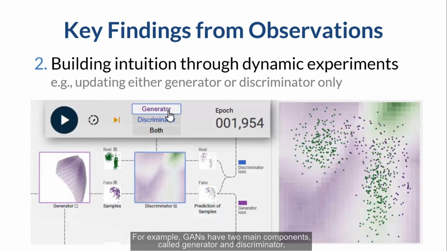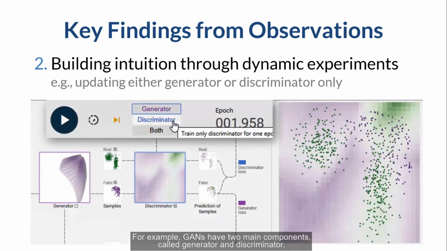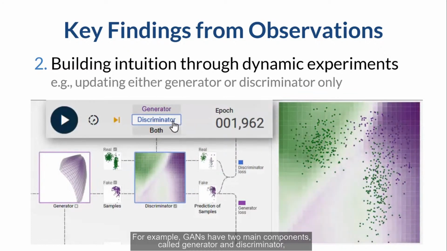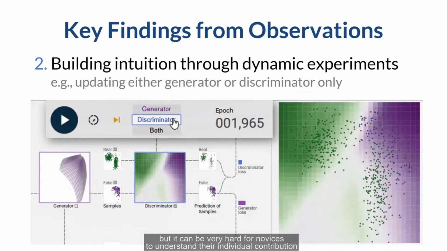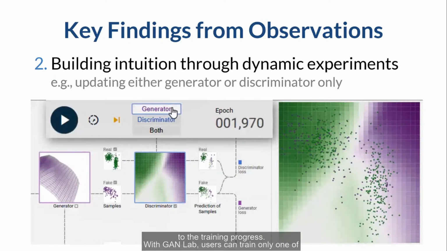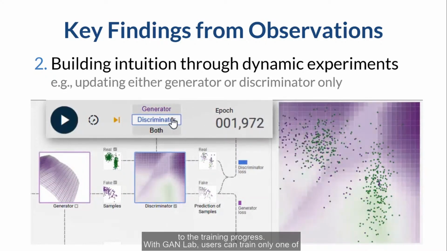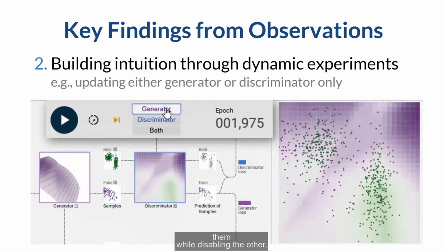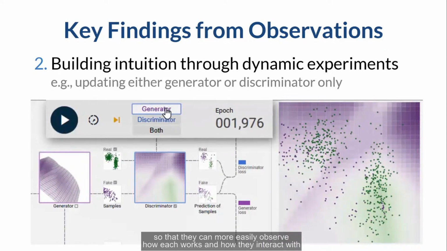For example, GANs have 2 main components called generator and discriminator, but it can be very hard for novices to understand their individual contribution to the training progress. With GANLab, users can train only one of them while disabling the other so that they can more easily observe how each works and how they interact with each other, which can be an important lesson about GANs.